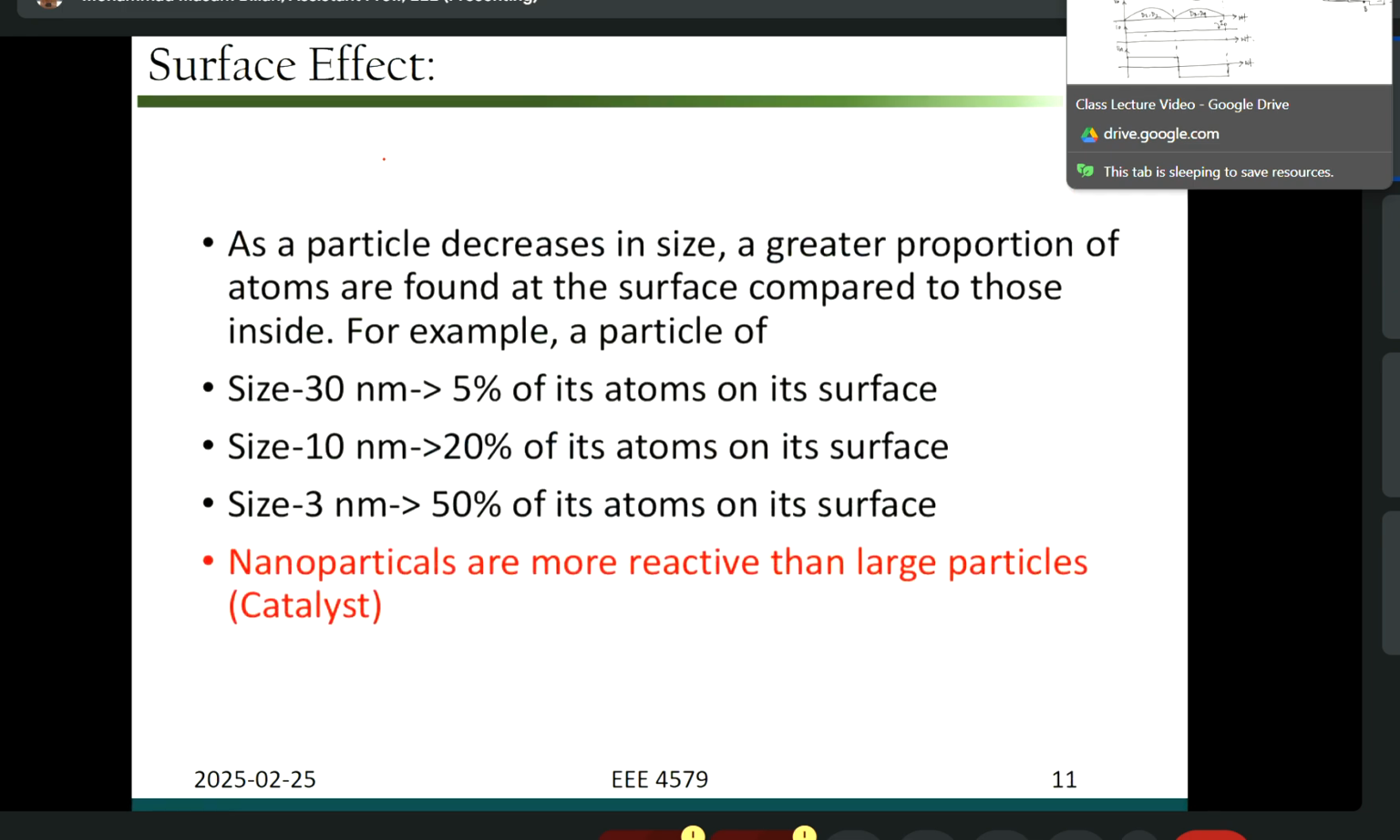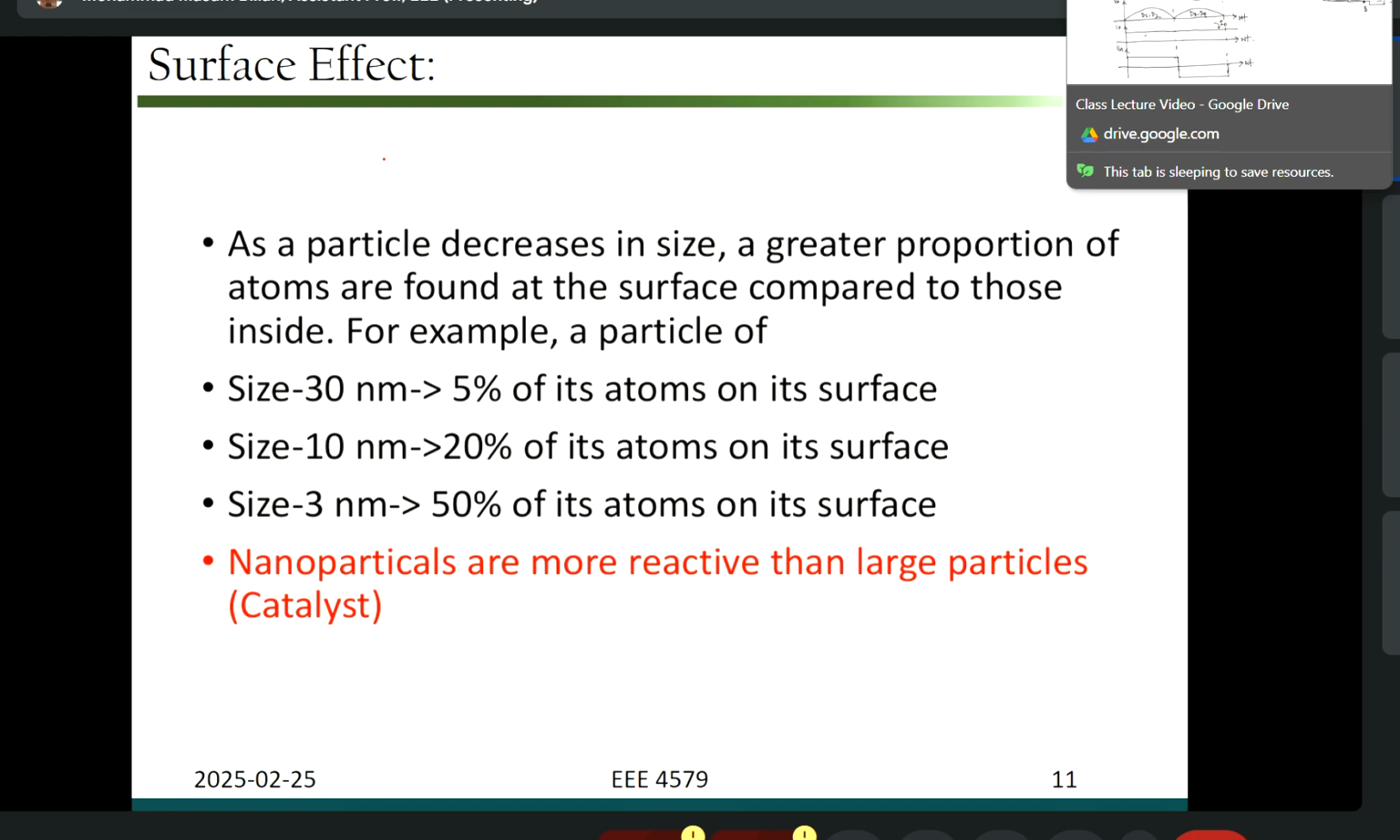For example, surface effect. If a particle size is decreased, a greater portion of the atoms are found at the surface compared to those inside. That means, when you decrease the size of a particle, for example a silver nanoparticle or gold nanoparticle, what will happen? Among the total number of atoms, the majority of the atoms will be found at the surface. But it was not the same if the particle size is very big. In that case, all the atoms are distributed uniformly within the particle.